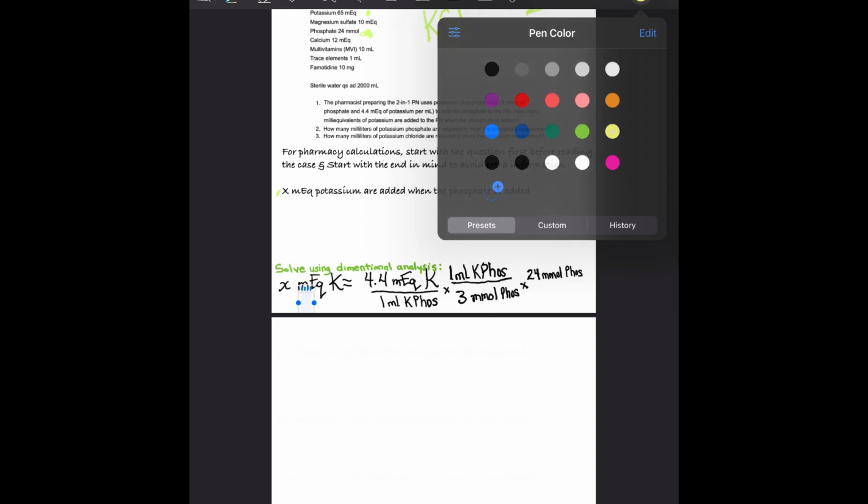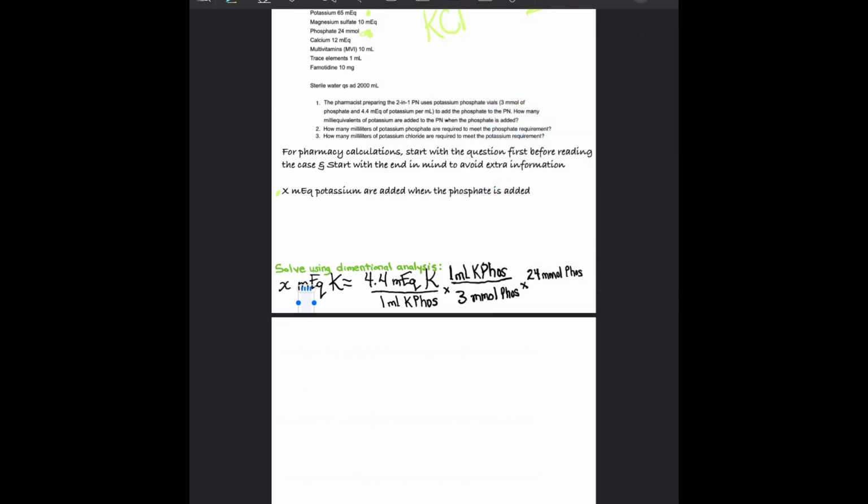But that was 1 ml of potassium phosphate, and now I have this unit that I don't want anymore. I want to get rid of it. So where can I find it? I look back in the question, number 1. Possibly I might need to look in the case, but I'm looking to get rid of milliliters of K-phos.